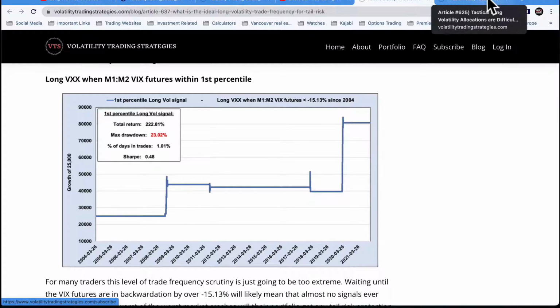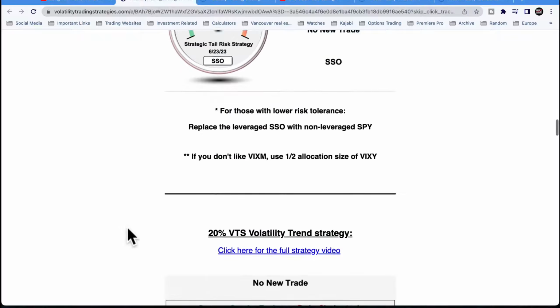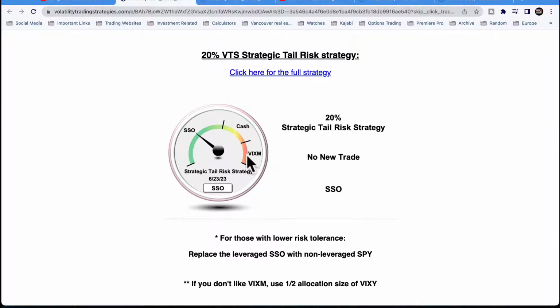Another thing that you can keep in mind, again, I'm trying to give you actionable ideas here so you can do your own research. One thing that we do personally, one of our strategies, which is called our tail risk strategy, you can see here, we don't use VXX, we use the VIXM. The VIXM is a different volatility product that tracks the M4 to M7 VIX futures.